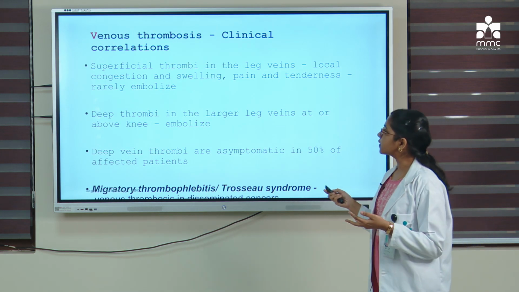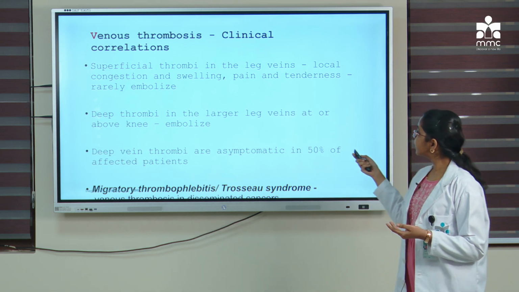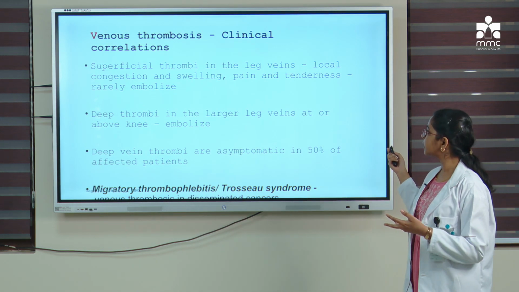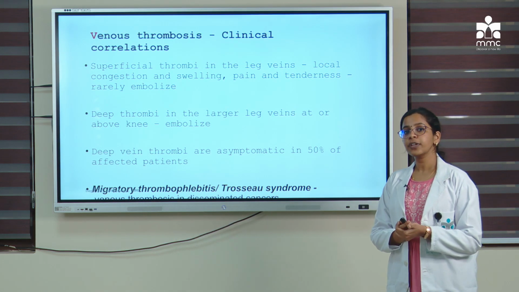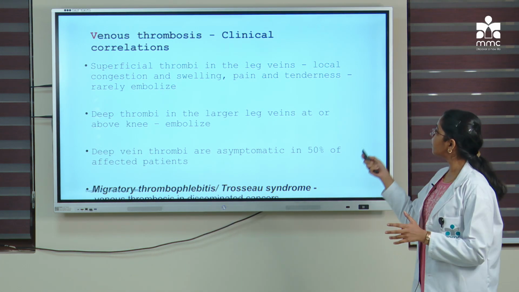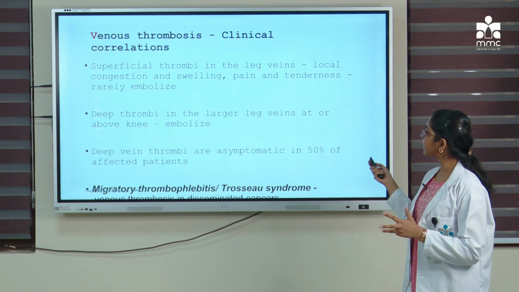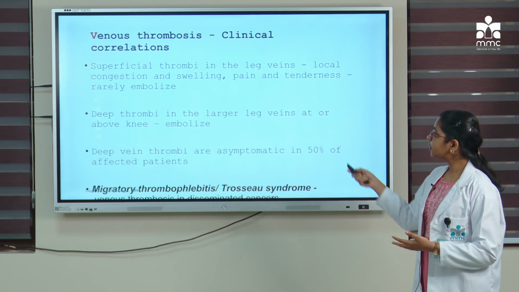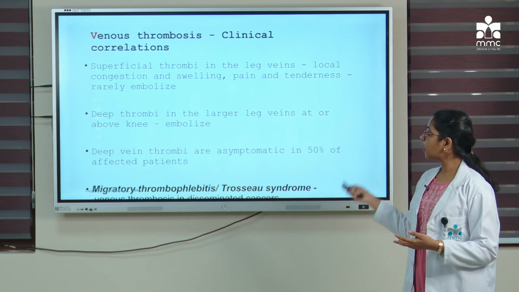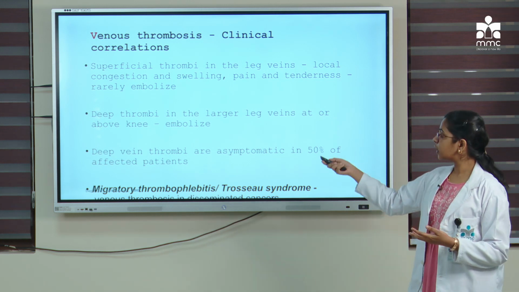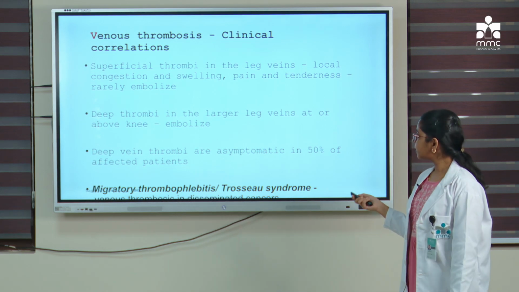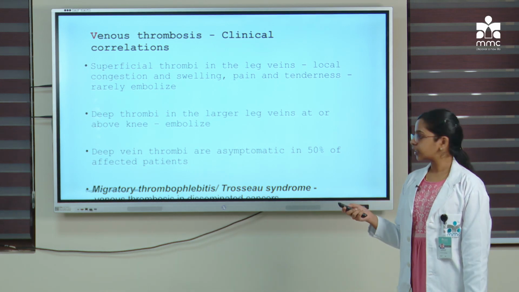The clinical correlations. Whenever we have superficial thrombi in the leg veins, there will be local congestion and swelling, pain and tenderness may or may not be there. So, they are rarely going to embolize. So, superficial veins, you are going to have all these findings, congestion, swelling, tenderness and pain, but they are never or rarely going to embolize. Whereas deep thrombi in the larger leg veins, especially those above the knee, are more likely to get embolized. The deep vein thrombi is asymptomatic in 50% of the affected patients.